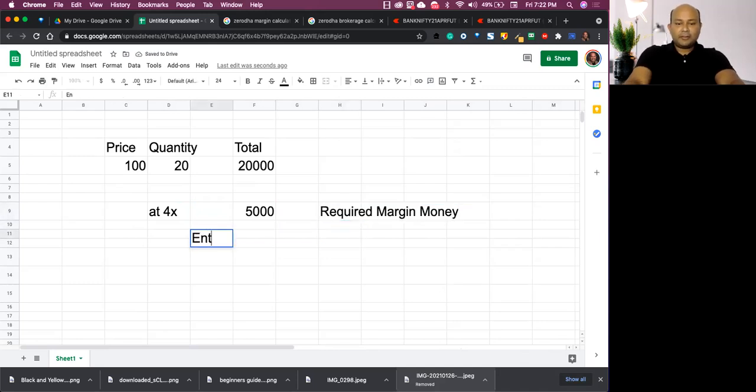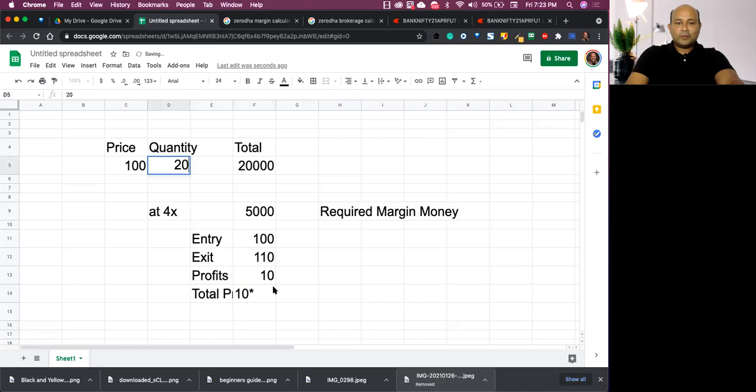What is your entry price? Entry price is 100. Exit price is 110. Profits made on one quantity is 10 rupees. Profits made on 20 quantity, total profits is 10 into 20. Let me see, I think I have to add equal to into 20. Okay, now I made 200 rupees profits on 5,000 rupees.